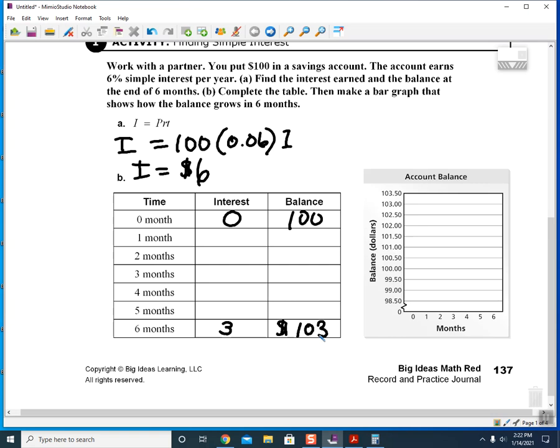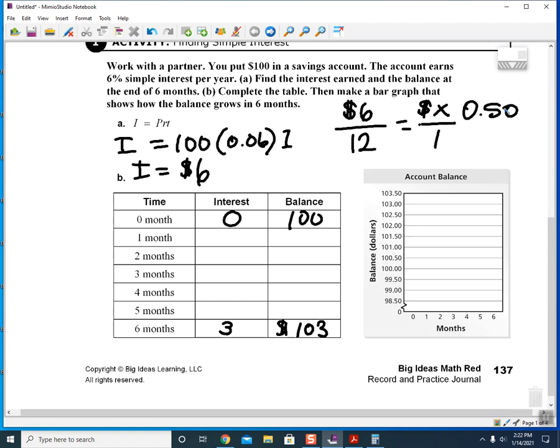So this is where we could set up our proportions, right? I have $6 is what I make in a year. And if I think about a year in terms of months, a year is 12 months, right? So I have $6 for 12 months. I want to know how many dollars that is for 1 month. I could cross multiply, but I could also just realize I'm dividing by 12 to get 1, right? So 6 divided by 12 is 1/2.